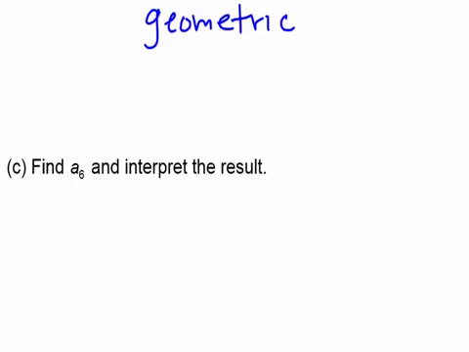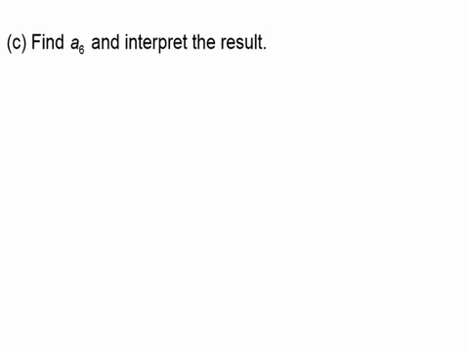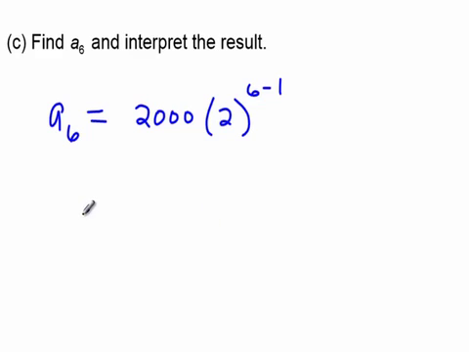C. Find A sub 6 and interpret the result. So A sub 6 would equal 2,000 times 2 to the n-1, or 6 minus 1 power. So A sub 6 is equal to 2,000 times 2 to the 5th power, which is 64,000. So the interpretation would be after the 6th 5-day period, or 30 days, our tent caterpillar population will be at 64,000 caterpillars.